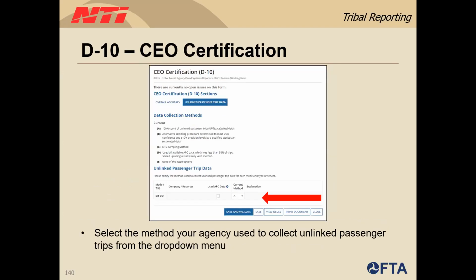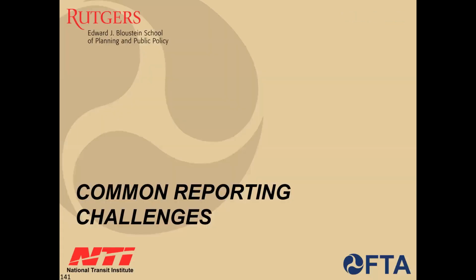The second section is the unlinked passenger trip data section. And here you'll select the method that your agency used to collect unlinked passenger trips from the drop-down menu, and then you'll save and validate this form when completed. So that was an overview of each report form in the annual report package. And so next we will discuss some common reporting challenges that agencies may face while completing the annual report.